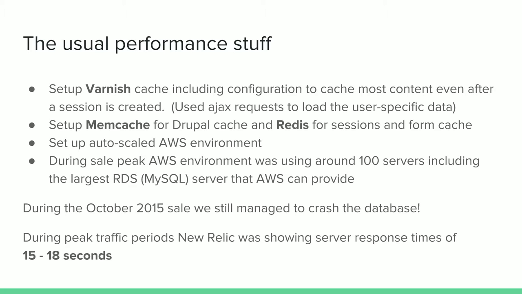We also had the ability to scale up because we knew these sales were coming. So we had a Jenkins task that would run and would increase the size of all the AWS services. So the RDS is the AWS MySQL database. So you could scale up before the event, and what we were doing was scaling up to the largest RDS database that AWS provides. So during the sale in October 2015, despite all this preparation, we still managed to crash the database, the largest one that AWS has.